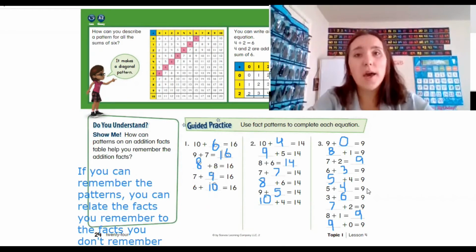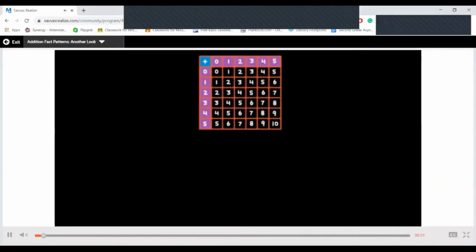Okay, let's go ahead and watch our another look video and then we'll come back and do a couple more problems together. Look at this chart of sums. Isn't it pretty cool? I think so. Look at all of the sums that make 5. Do you see a pattern? Yup, they make a diagonal pattern. And you can even write equations for the sums.